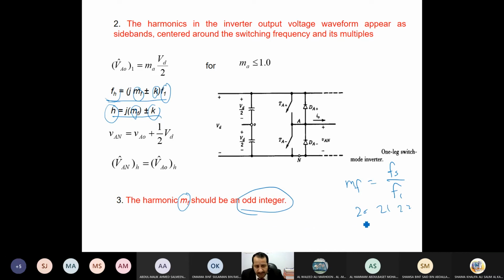Why an odd integer? First of all, I am talking about odd or even, about integer, not fraction. I mean, here integer means 21, not 21.5. We will talk about the decimal point, and why we don't want it, in the next slide. But odd is to make sure that the even harmonics will disappear. We cancel the even from the signal. For that, we look to the odd.